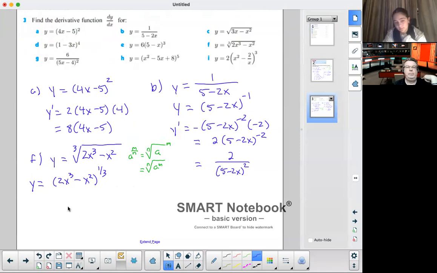All right, so here we go. 1/3 2x cubed minus x squared to the power of negative 2/3 multiplied by 6x minus 2x. No, 6x squared, sorry. I'm so happy because then I didn't have to yell at you.